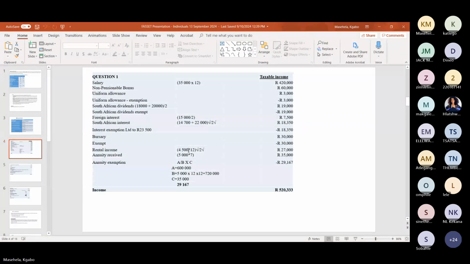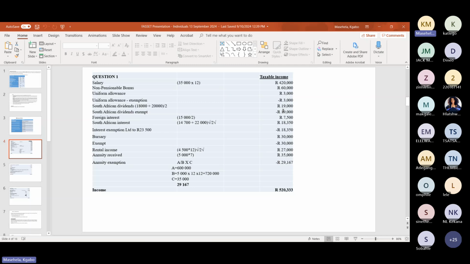Look at this. These are passive income. That's why I said you must be very careful with the question, because it's in community of property. Then if it's in community of property, then we are going to add, because there is merit, isn't it? 18,000 from Jane, 20,000 from Daniel, you divide by 2, then it's what we are getting, 19,000. And because we know that South African dividends are exempt in full, we again exempt that amount.